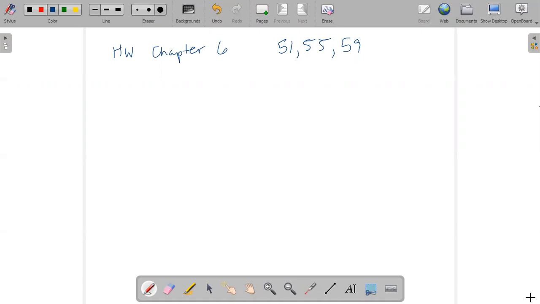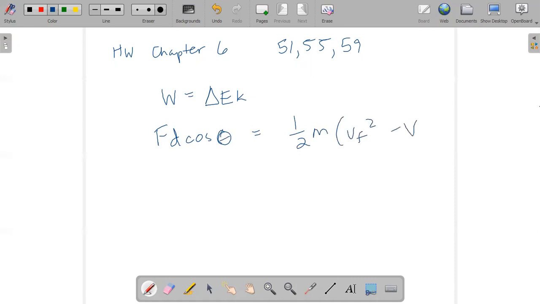This is 51. This is fairly easy. We're going to use the work energy theorem. So the work equals delta EK. So F d cos theta equals 1/2 m (v final squared minus v initial squared). That's the work energy theorem.